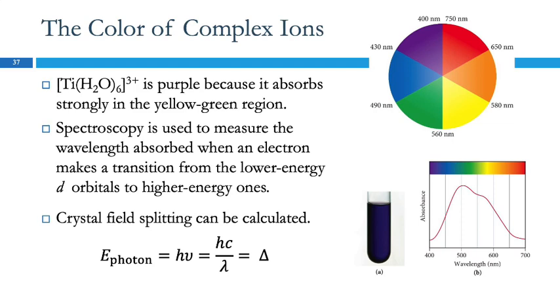And we can use spectroscopy to measure the wavelength of light that gets absorbed when the electron makes its transition from a low energy to a higher energy orbital. And then we can actually calculate the crystal field splitting. So the crystal field splitting, that difference in energy, is going to be equal to the energy of the photon, which is hc over lambda. Lambda is the wavelength, c is the speed of light, h is Planck's constant, or Planck's constant times the frequency.